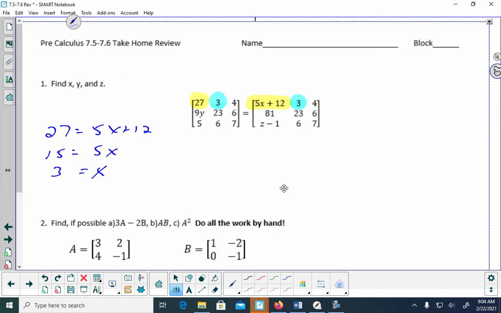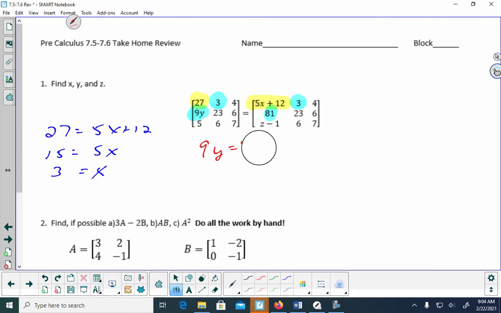Now I'm going to go in search of my y. My y I can see is in row 2, column 1. Row 2, column 1 is 81. So my equation is going to be 9y is equal to 81. Whoopsie, that's an 81. Divide both sides by 9, and I'm going to get y is equal to 9.